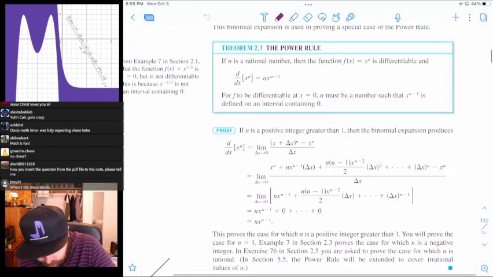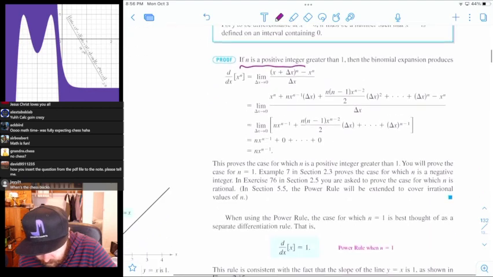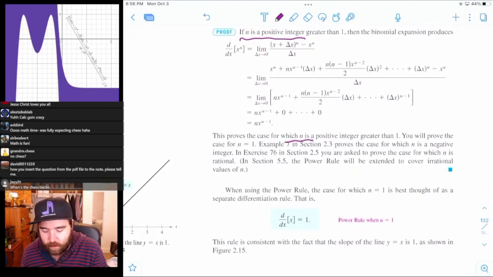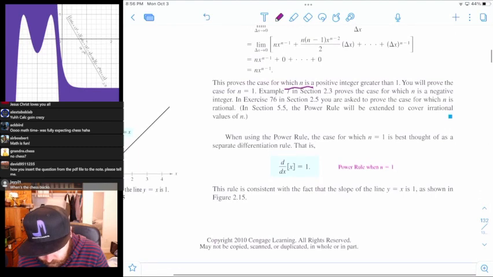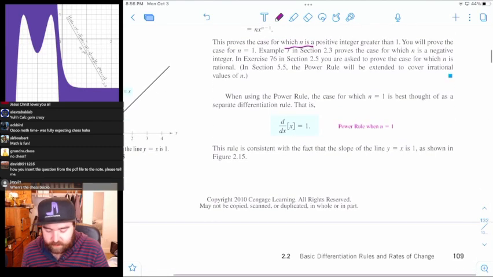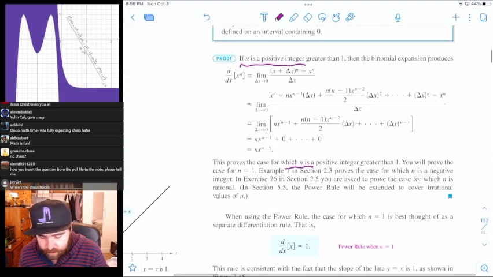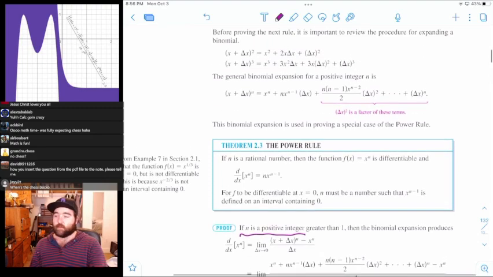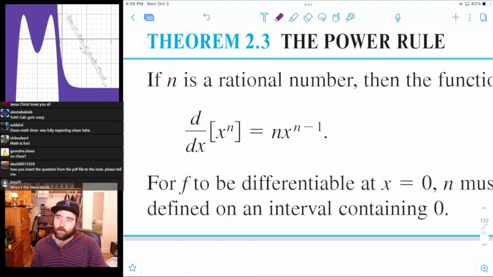Let's see if that kind of agrees with what they did. See, they did it if n is a positive integer as well. So this proves the case where n is a positive integer greater than 1. Oh, yeah, you will prove the case for n equals 1. Yeah, that's just a constant rule. All right, so they just leave it there. They don't talk about that yet. So we're on the same page as them. I guess we'll prove that when we need it. But there's the power rule, nicely written out how they like to write it out.